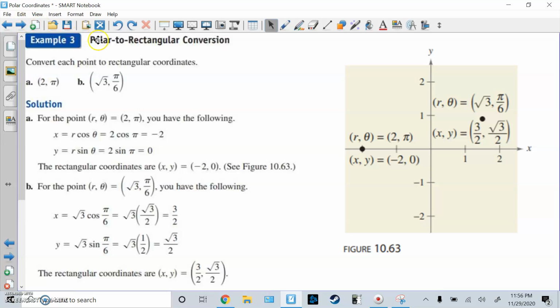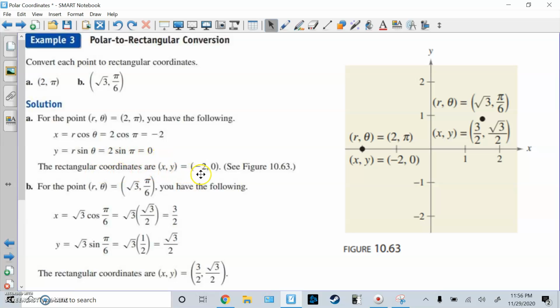Let's practice polar to rectangular. Convert each of these. In polar we have 2 comma pi. From the picture we're going pi radians, which is all the way over here, and going 2 units out. It's right here. Notice this point is just negative 2, 0 if you look at our normal xy axis. All they did was say x is r cosine theta, so that's 2 times cosine of pi. Cosine pi is negative 1. 2 times negative 1 is negative 2. Then y is r sine theta. That's 2 times sine of pi. Sine of pi is 0. So 2 times 0 is 0.